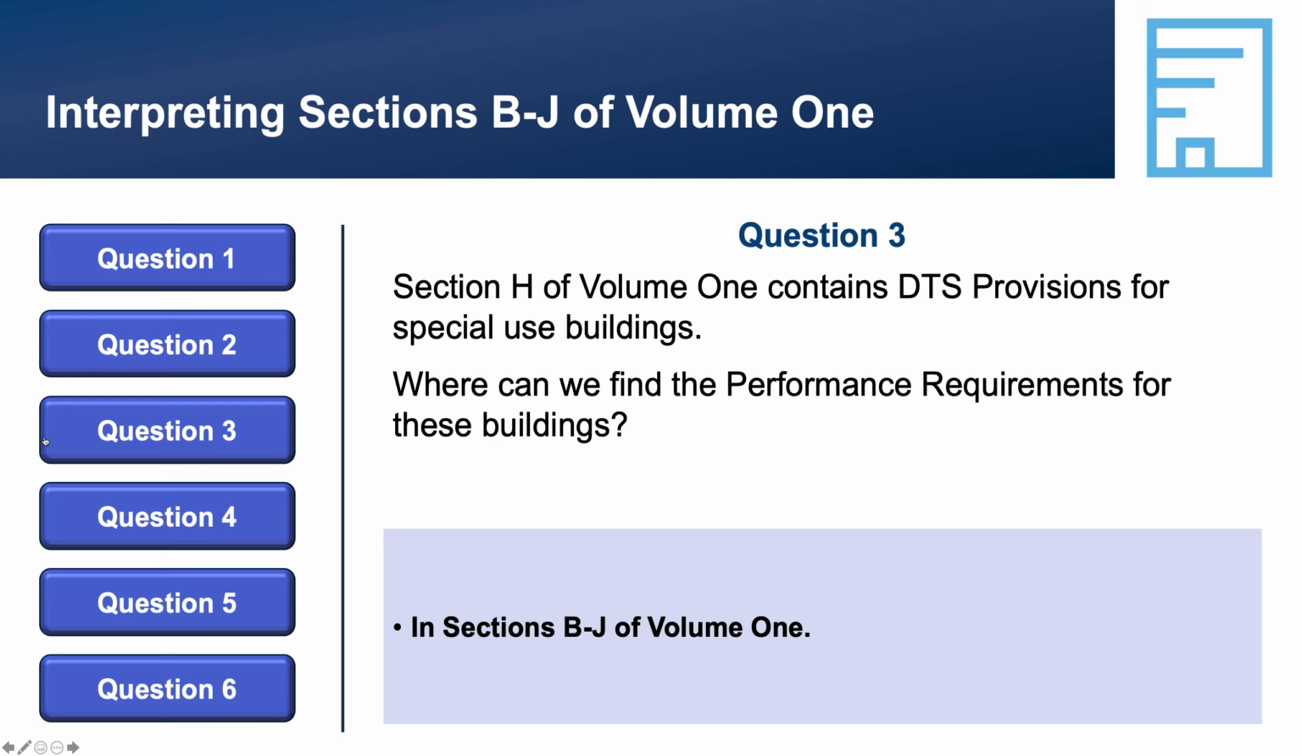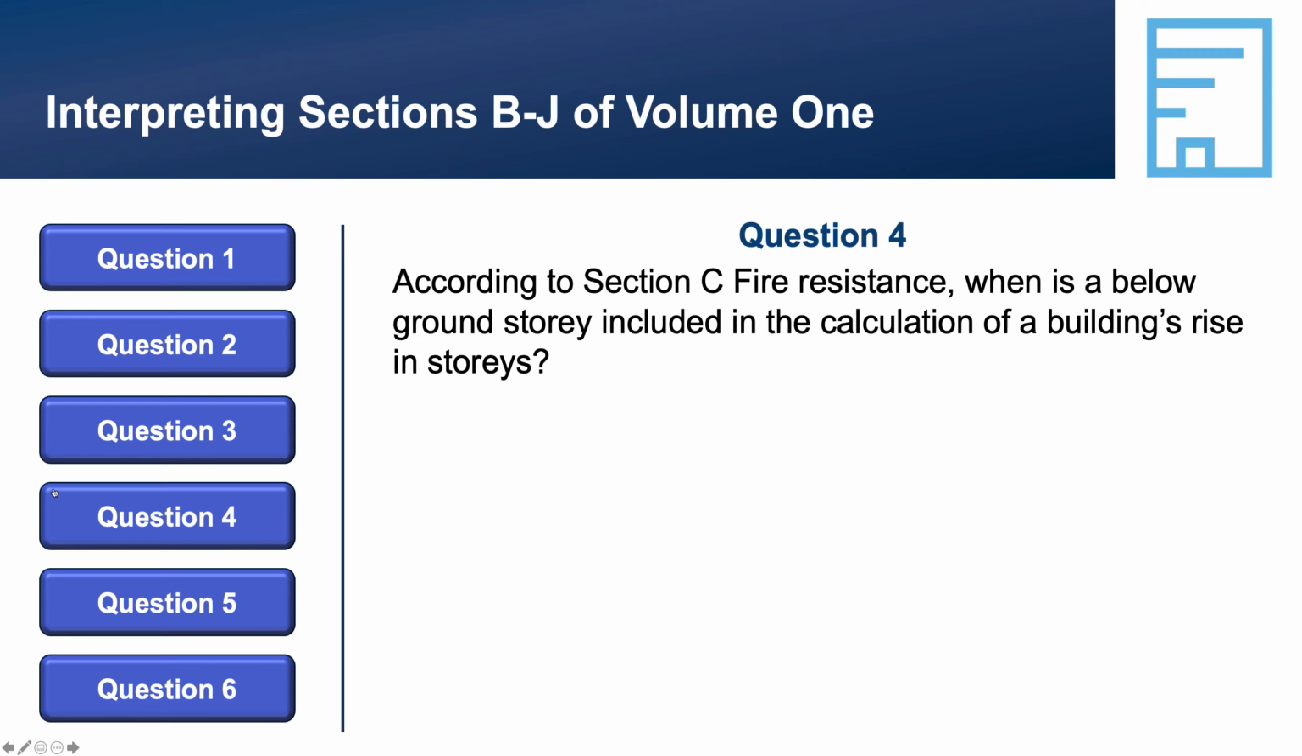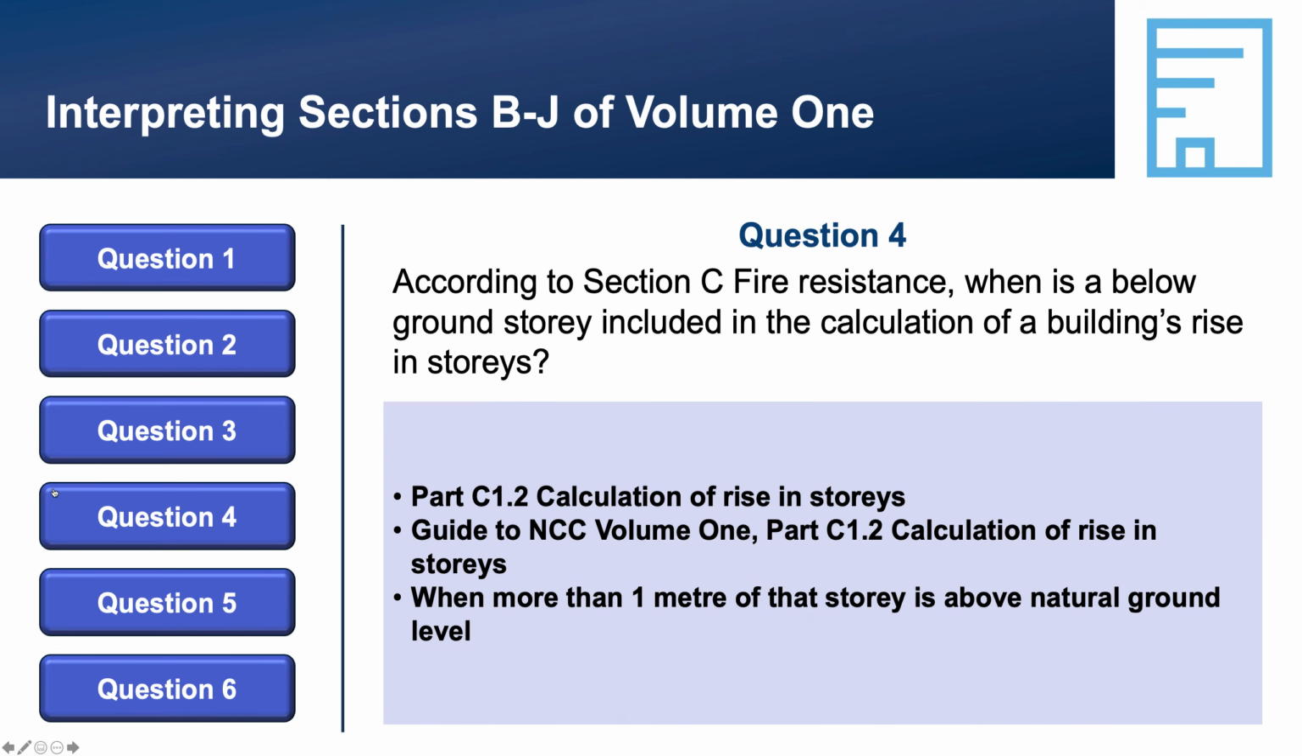In Sections B to J of Volume 1. Question 4. According to Section C, Fire Resistance, when is a below ground story included in the calculation of a building's rise in stories? Part C1.2, Calculation of Rise in Stories, Guide to NCC Volume 1: when more than 1 metre of that story is above natural ground level.